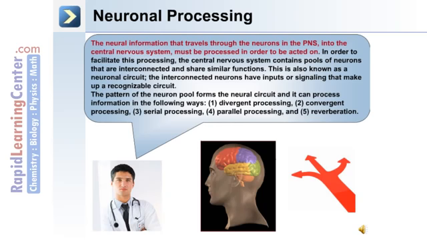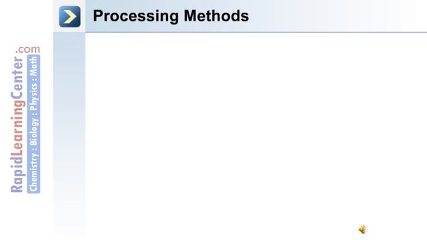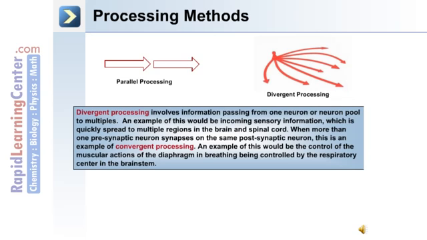The interconnected neurons have inputs or signaling that make up a recognizable circuit. The patterns of the neuronal pool form the neural circuit, and it can process information in the following ways: divergent processing, convergent processing, serial and parallel processing, as well as reverberation. Let's discuss the different processing methods.